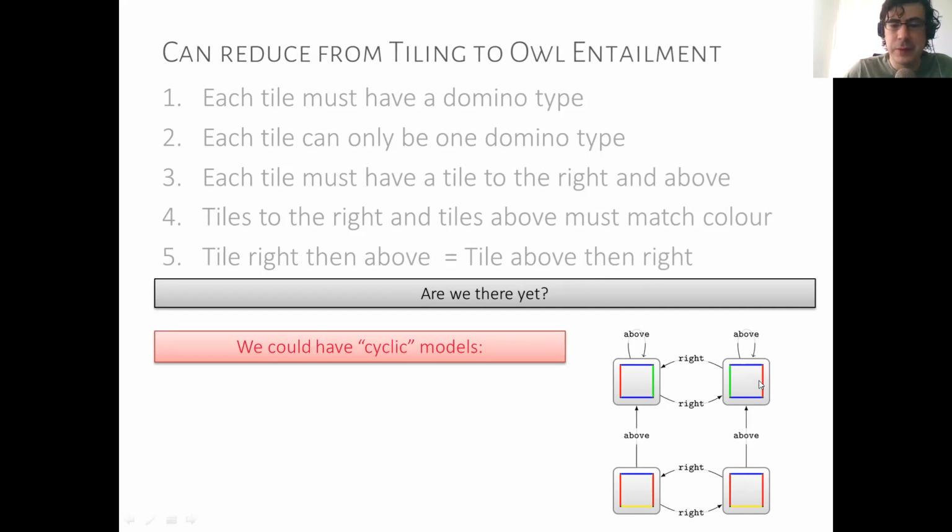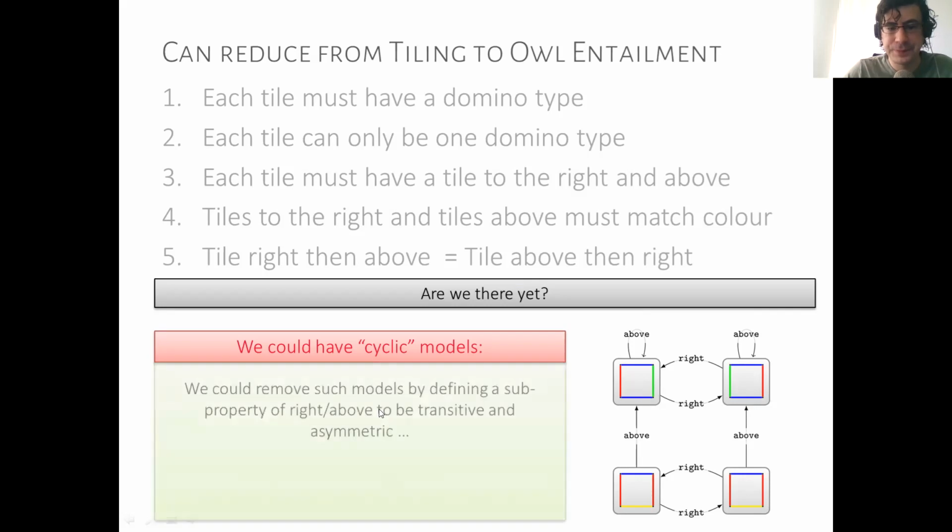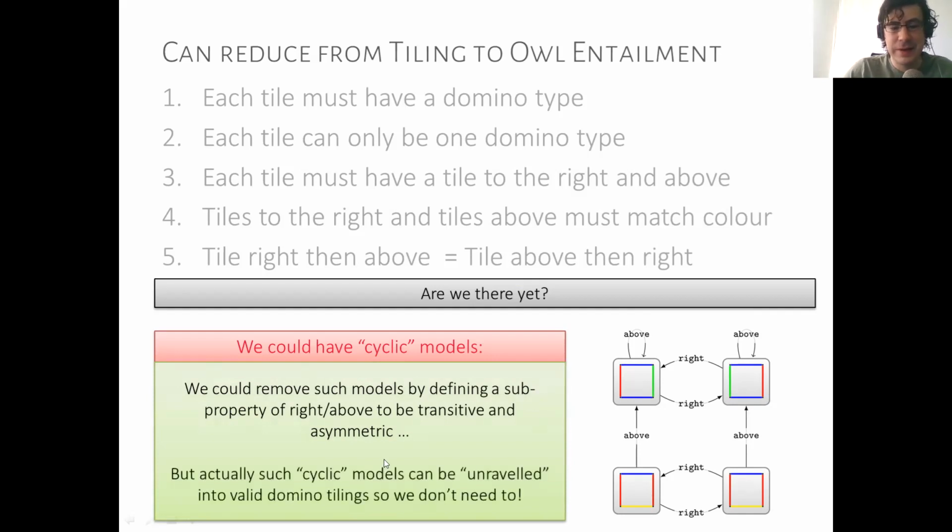What we would find here is that we could remove such models by defining things to be transitive, asymmetric. It would be super useful here to avoid cycles and so forth. But essentially, it's not really necessary.